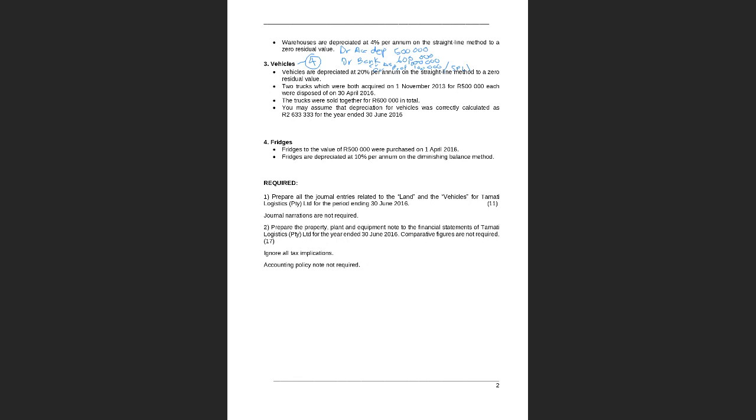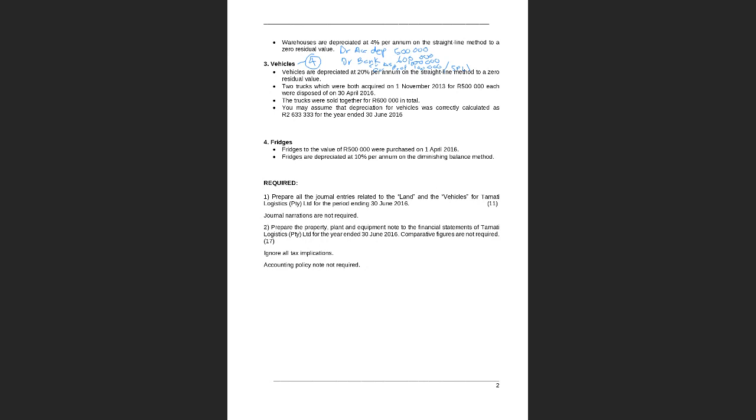Are we done with vehicles then? Do you think there's any other journal entries we need to do for vehicles? Okay, so SPL is the statement of profit or loss. Statement of changes in equity is SOCE.